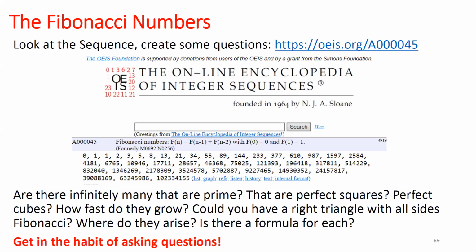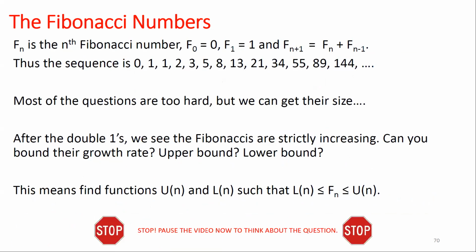Every how many? One out of every how many? One out of every 3. Yeah, in fact, you can prove that 1 out of every 3 Fibonacci numbers are even. So most of the questions are going to be too hard, but there are some that we can solve. And the first one is on the size of the numbers.